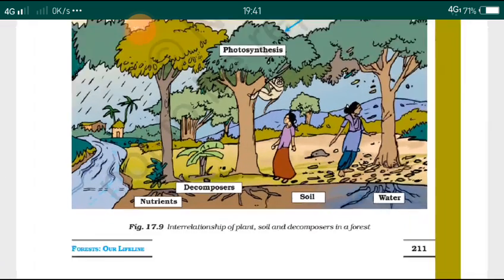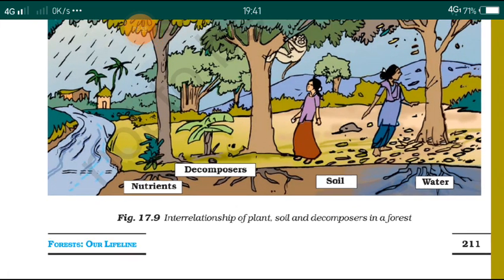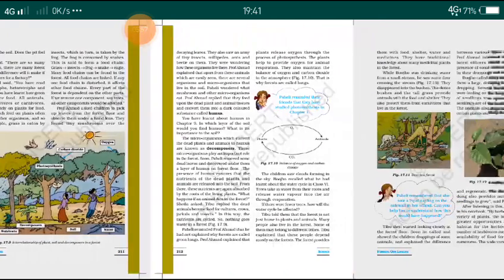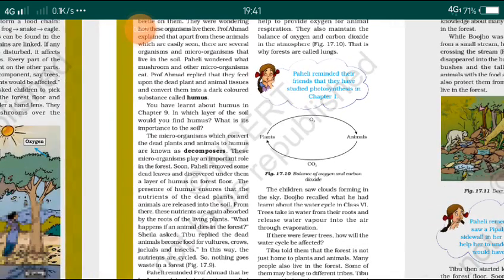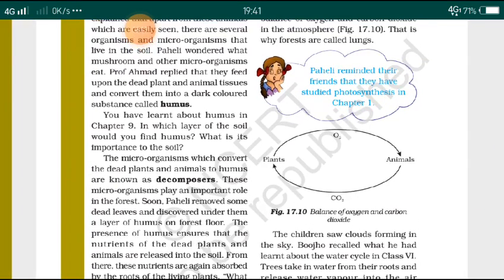Then this picture shows the interrelationships of plants, soil and decomposers in a forest. Then we have studied the balancing of oxygen and carbon dioxide. Here are the definitions of humus.